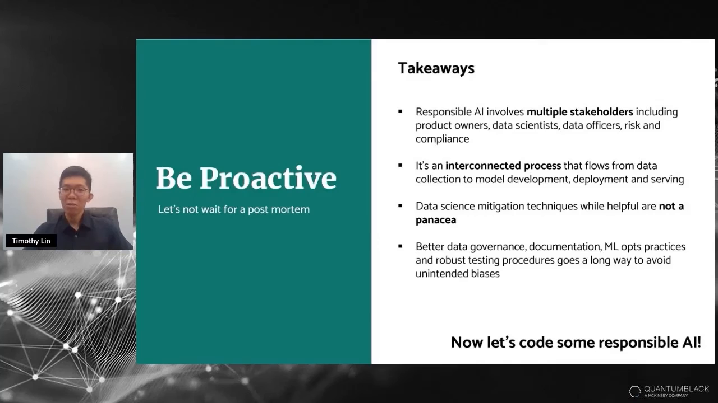Better data governance, documentation, and MLOps practices. So the simple essentials, along with robust testing procedures, really go a long way to help avoid such unintended biases. So I think with these principles in mind, that forms a good foundation, and we can start talking about how we can then implement and codify responsible AI.